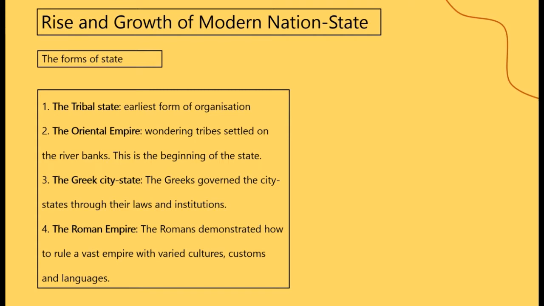Second, the Oriental Empire. The wandering tribes settled on the river banks of Sindhu, Ganga, Nile, Yellow River, took to agriculture. These river banks attracted people belonging to different kinship groups. It created conflicts among different groups and led to intermingling of these groups. The prosperity led to war and expansion of territory by subjugating the weaker ones and establishing an empire. This perhaps led to the beginnings of a state. For example, Chandragupta Maurya of India or Hammurabi of Babylon.